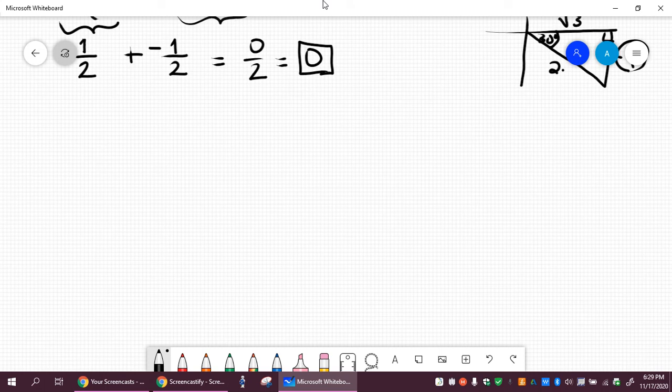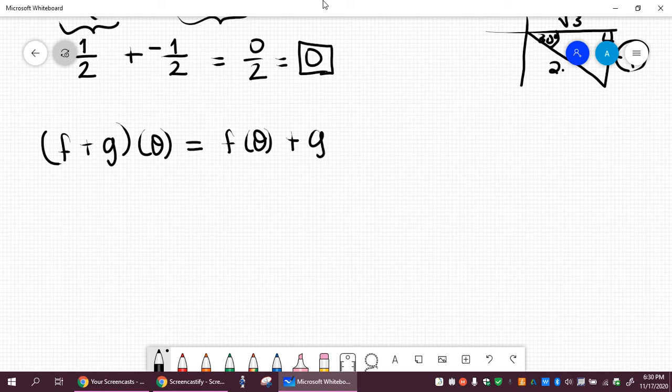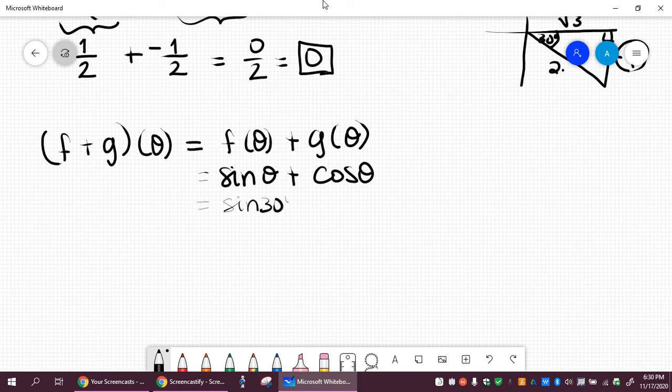Okay. All right. So another example you could be given is, let's say I give you something like f plus g of theta. Okay. Which, again, at the beginning of the year, we talked about this, operations on functions. That really means f of theta plus g of theta, okay? Which means that I'm really looking at sine of theta plus cosine of theta because of the information they gave us. And because theta is 30, this is going to be sine 30 degrees plus cosine 30 degrees.